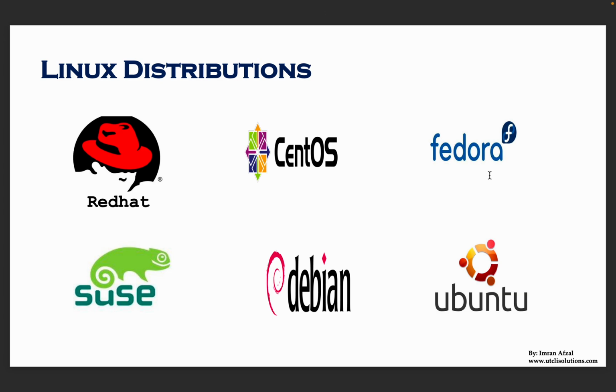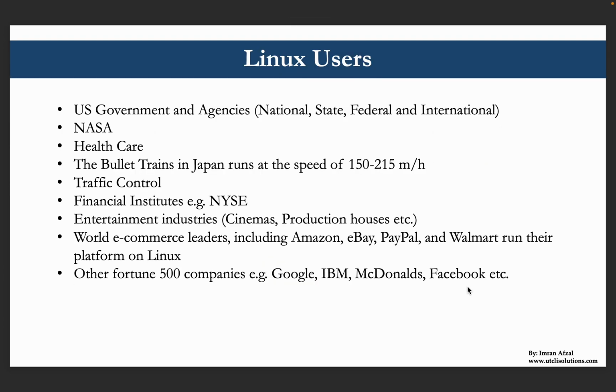And these are the Linux distributions: Red Hat, CentOS, Fedora, SUSE, Debian, and Ubuntu. So the Linux users: US government and agencies, NASA, healthcare, the bullet trains in Japan which run at speeds of 150 to 215 miles per hour, traffic control, financial institutes, and etc.